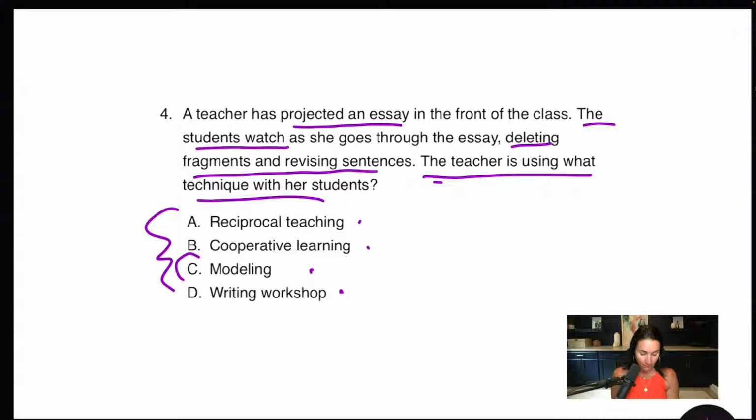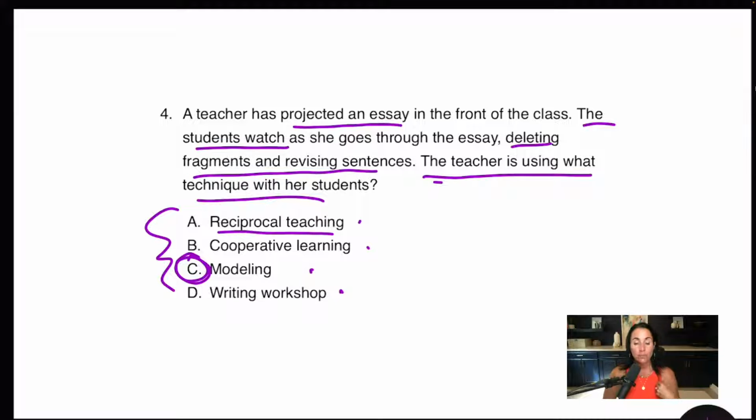This is modeling. Modeling is done through direct instruction. Direct instruction is when the teacher is in the front of the room giving the information, giving the lesson. Students are watching, and this is the perfect time to demonstrate. And so in this case, this is probably an English teacher. She is modeling how to fix fragments and revise sentences. She's projecting it in front of the class, right? Let's go over these other ones so you know what these are.